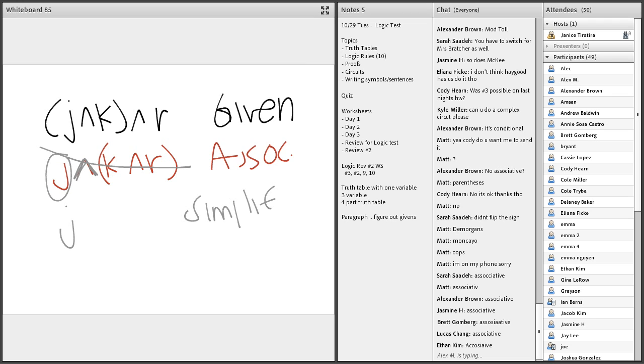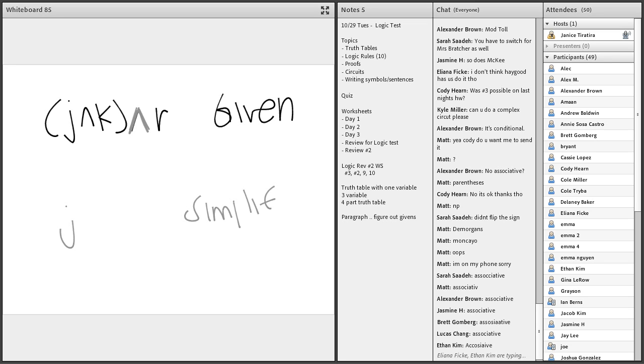So I'm going to erase this associative property and show you I could have gotten simplification by just doing this. I could have taken the left of this and symbol. This is J and K, and I get the same answer again because it's the left side of the and. So there are many ways, there are different paths.